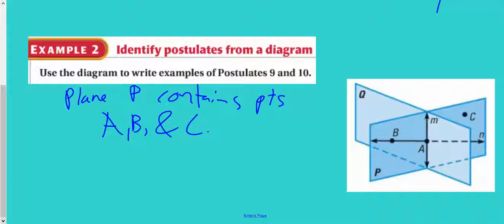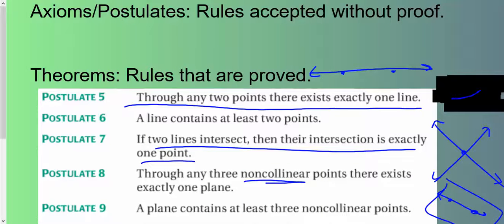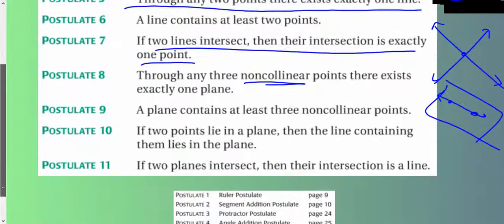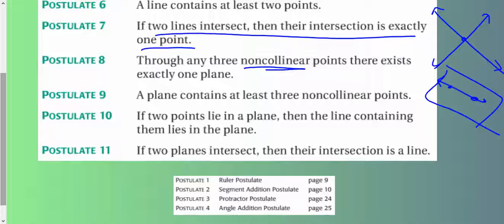And there you go. And then postulate number 10 says if 2 points lie in a plane, then the line containing them lies in the plane. Oh, by the way, postulates 1, 2, 3, and 4, we did not talk about this one. You don't need to write that down.